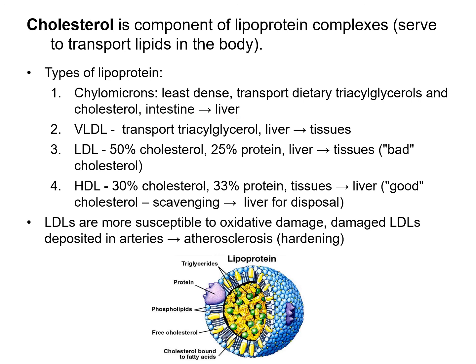And the second one is VLDL, which stands for very low density lipoprotein, and they transport the triacylglycerol from liver to tissues. And LDL, which is a pretty infamous lipoprotein, the low-density lipoprotein, contains 50% of cholesterol and 25% of protein, and it transfers the lipids from liver to tissues, and they are referred to as the bad cholesterol.